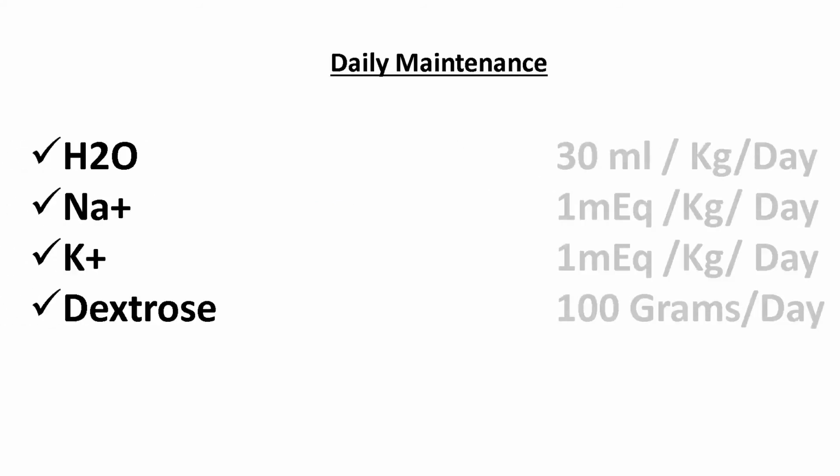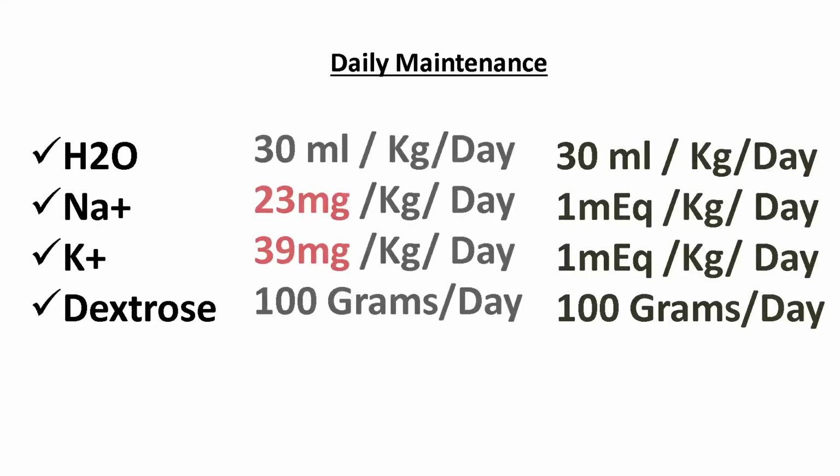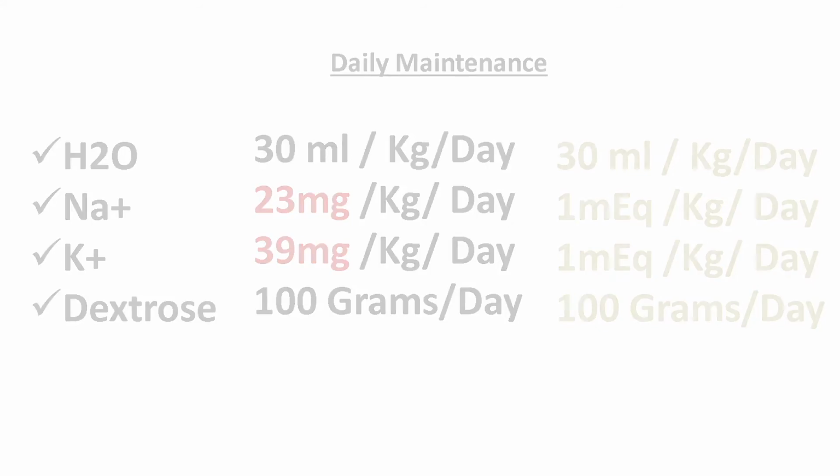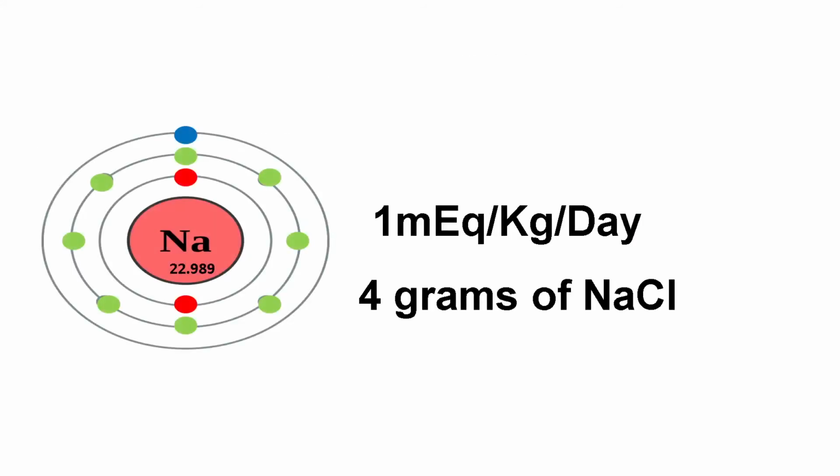So the daily maintenance summary can be updated in this way: 30 ml water per kg per day, 23 milligram per kg per day for sodium, potassium is 39 milligram per kg per day, and dextrose 100 grams per day. Earlier we also saw 1 milliequivalent per kg per day of sodium is needed, and that is served by 4 grams of sodium chloride. Now let's see.